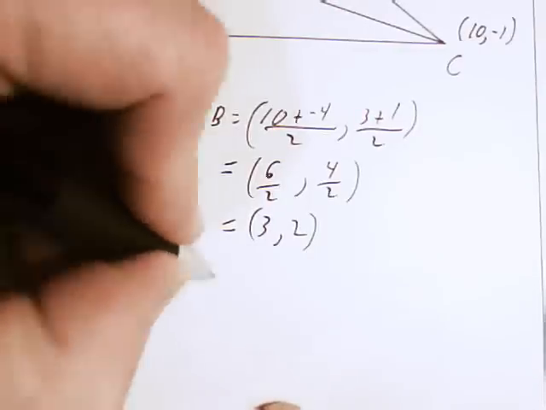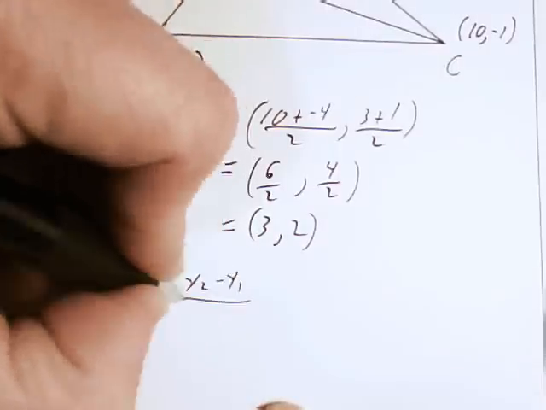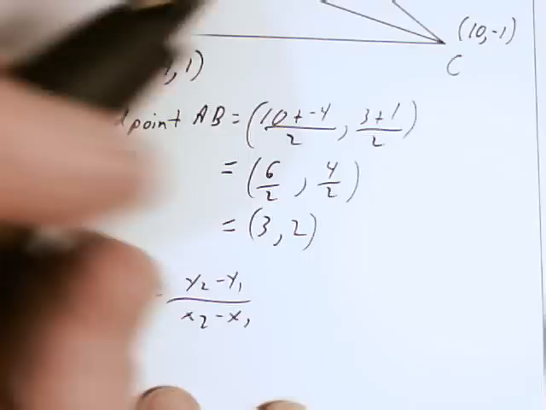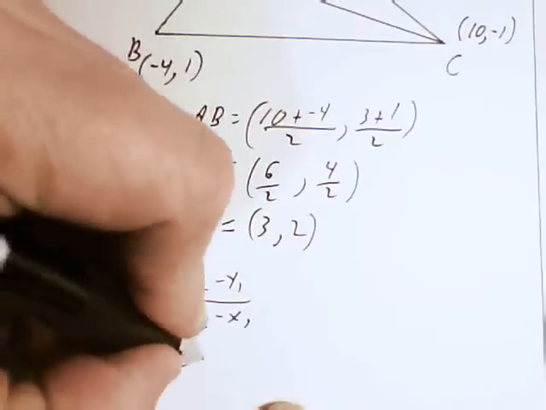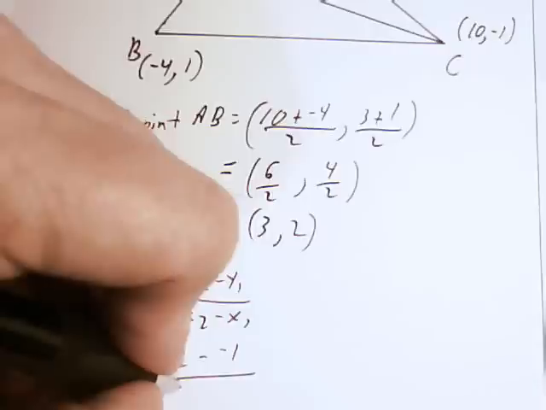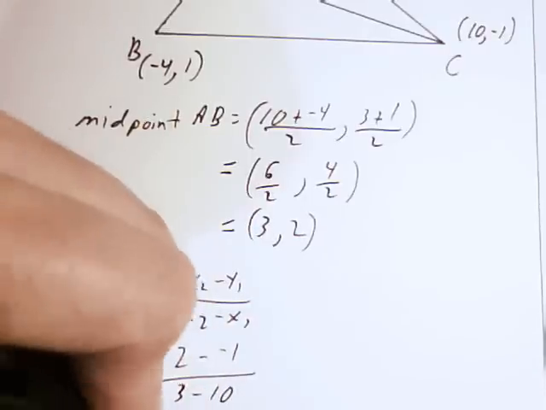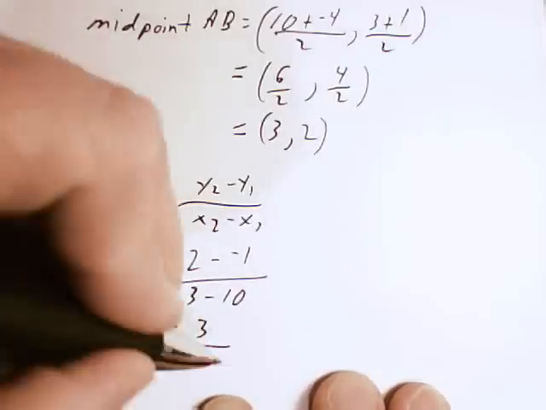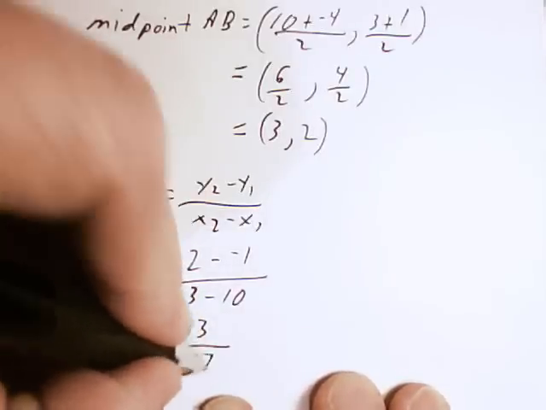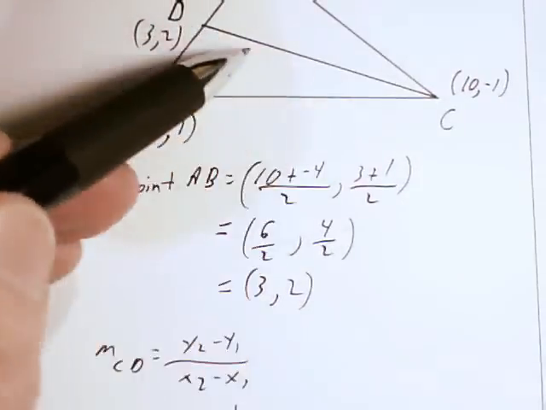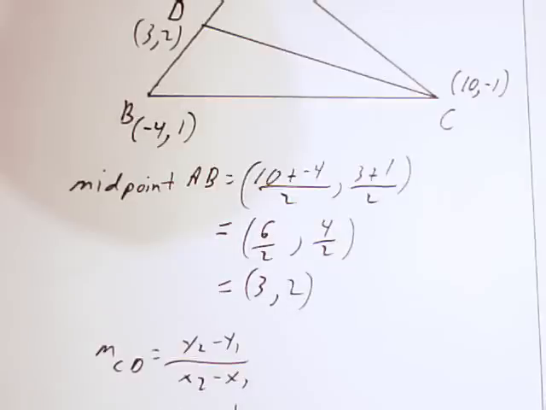Slope of CD equals y2 minus y1 over x2 minus x1. I'll just plug in my numbers. So y2 minus y1, I'll do 2 minus negative 1 over 3 minus 10. So 2 minus negative 1 is equal to 3. 3 minus 10 is equal to negative 7. So the slope of this line is negative 3 over 7, and that visually looks like it's probably the right answer.